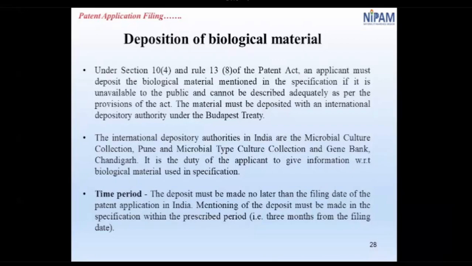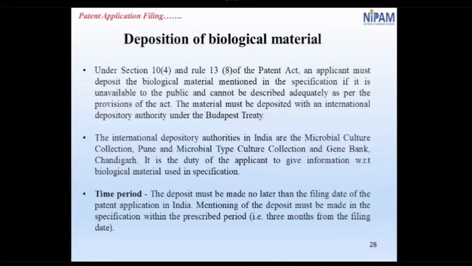Okay. So whenever you have a genetically modified organism or any kind of microorganism, you have to deposit it in any nearby international depository under the Budapest Treaty. The international depository authorities in India are the Microbial Type Culture Collection and Gene Bank in Chandigarh, and the Microbial Culture Collection Center in Pune. It is the duty of the applicant to give information with respect to the biological material used in the specification.